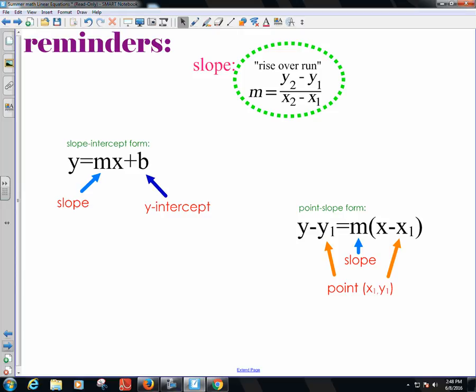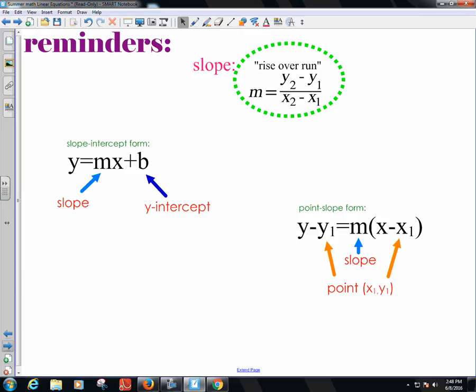We use the phrase slope-intercept form, and that's y equals mx plus b. And as a reminder, m is always going to be the slope in this particular case, and b is going to be the y-intercept. And then we also will be given equations in point-slope form that we have to transform over into slope-intercept form, or maybe we'll be asked to give the equation of a line in point-slope form. In this particular case, we have y minus y1 equals m times the quantity of x minus x1, where x1, y1 is a point and m is the slope.